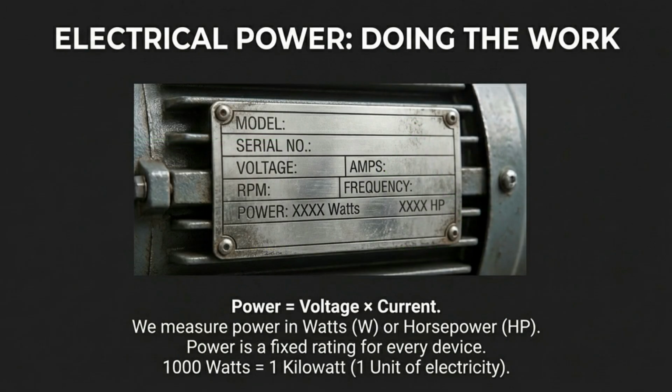Electrical power is the rate at which work is done, calculated as voltage multiplied by current. We measure power in watts or horsepower. 1,000 watts equals 1 kilowatt, or 1 unit of electricity.